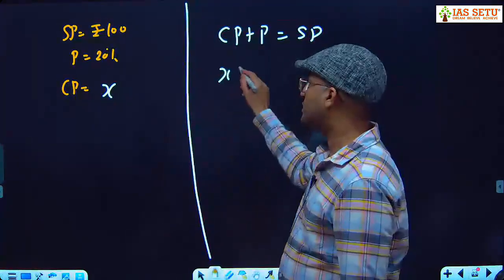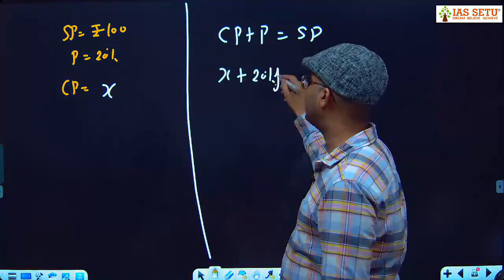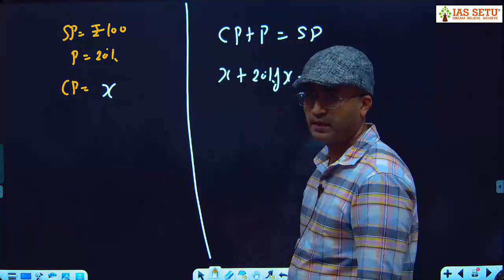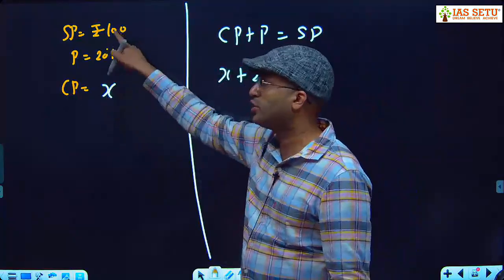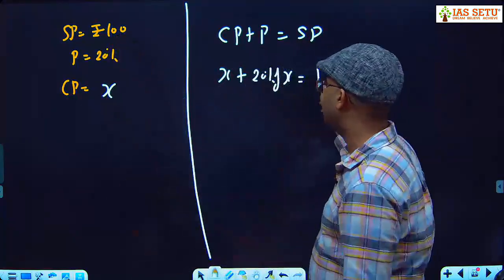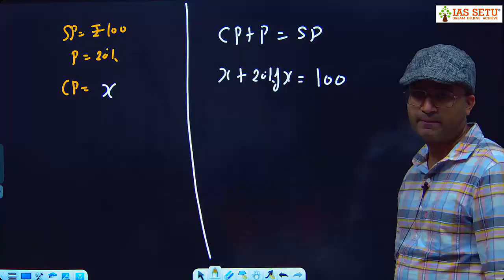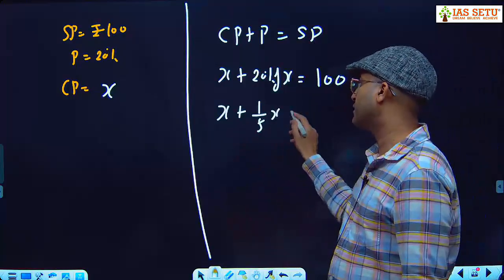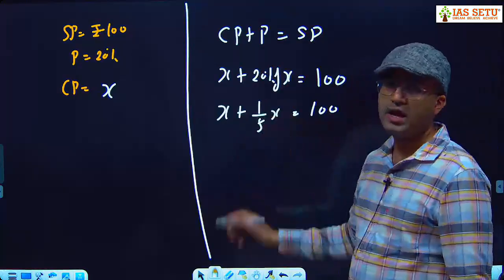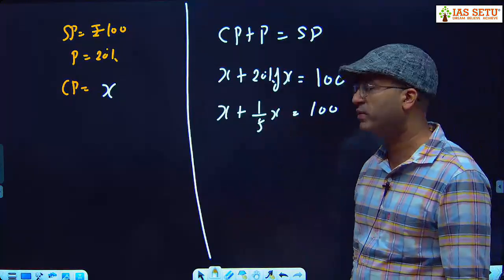So X plus 20% of X. This 20% is on X, not on 100. 100 is the selling price. Then it is equal to the selling price. X, what is 20%? 1 by 5X. X plus 1 by 5X is 6 by 5X, which is equal to 100.